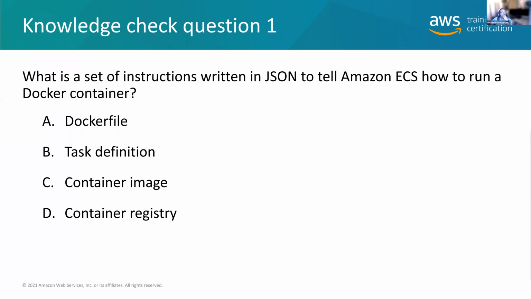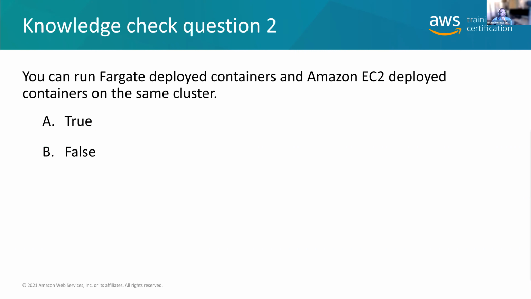So first and foremost, what is a set of instructions written in JSON to tell Amazon ECS how to run a Docker container? That's where I crossed my fingers. Remember what I said. This one is asked. You're pretty much guaranteed to see some reference to this on the exam. Number 2, so task definition, just to make sure in case you missed that, because I didn't get necessarily a flood of answers.